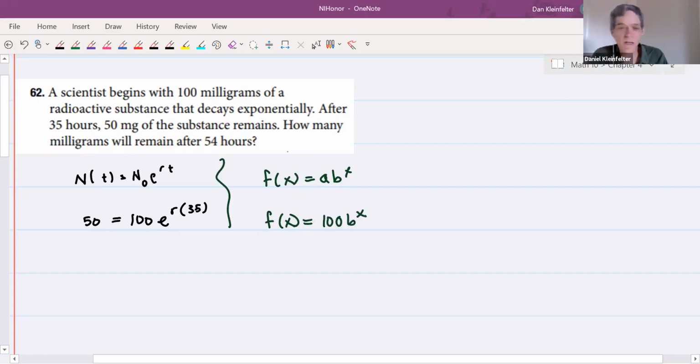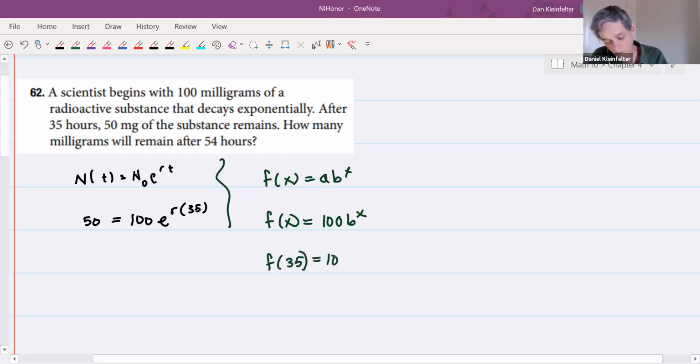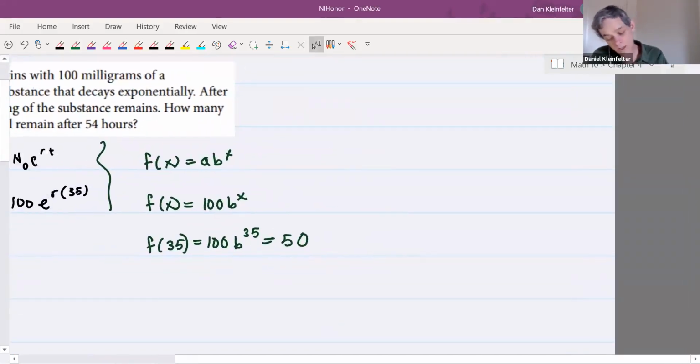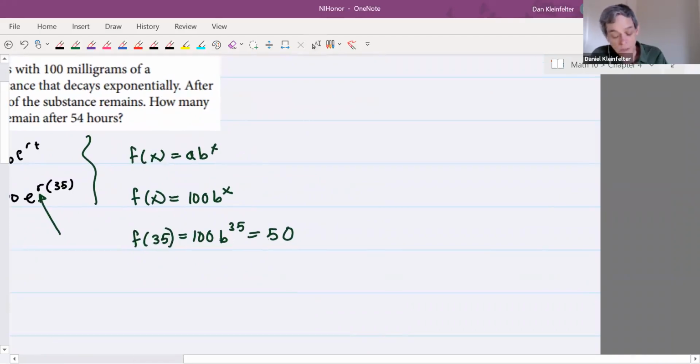And then we're going to start substituting in some of the things that we know and see what progress we can make. So we know that after 35 hours, there's 50 milligrams of the substance remaining. So f of 35 hours is equal to 100 times b raised to the 35th power. And that's going to be 50 milligrams of the substance remaining. Okay, so from here, we want to see about solving for b. What's different about here is that the unknown is in the base. The way that I had tried to set this up before, my unknown was in the exponent. We don't have tools to enable us to get that done yet. So instead, we have 100 times b raised to the 35 power is equal to 50.